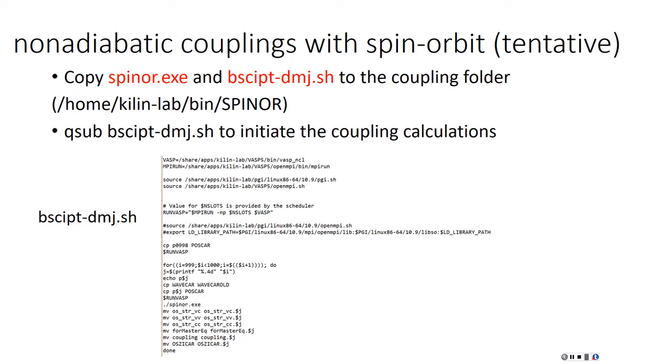But if you stop right here, what is the outcome of this bscript.sh? If you submit it, what comes out? At each time step, we can get the oscillator strength and the coupling file. Yes. So what are coupling files? What is their structure? How many coupling files are there and what is encoded inside? It's just a matrix, right?